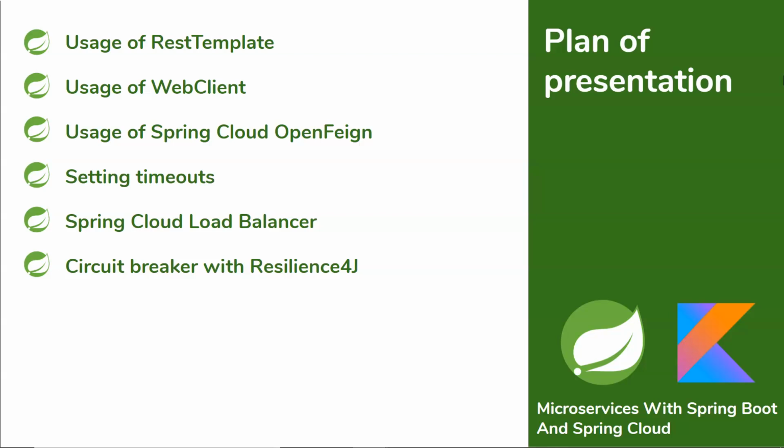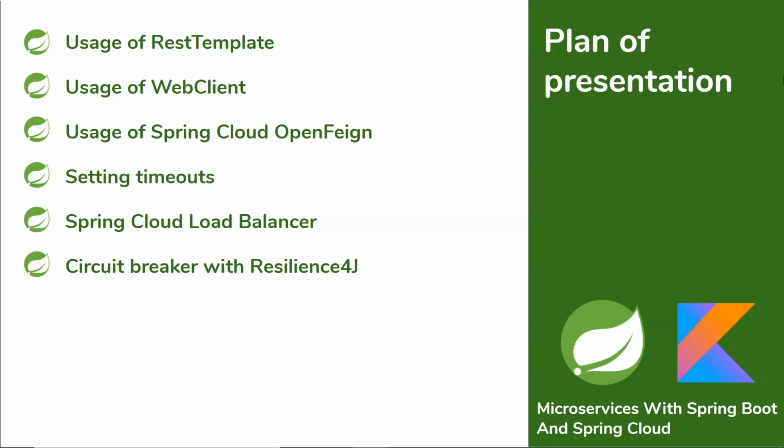Feign is a declarative web service client. It makes writing web service clients easier. To use Feign, we need to create an interface and annotate it. I'll show you what exactly a declarative client is and how to use it in a microservices environment. The same as for the two previous components, we will configure and test timeouts for it.